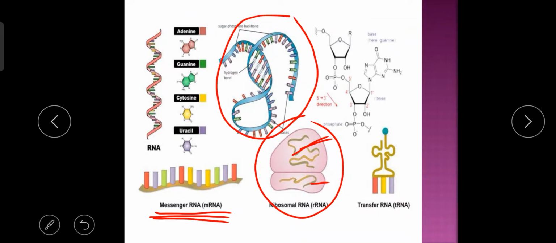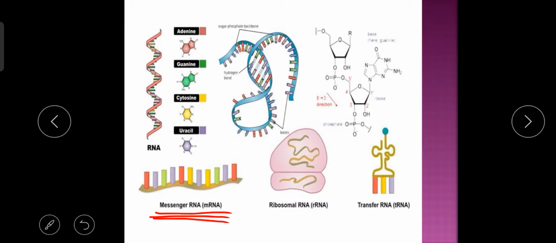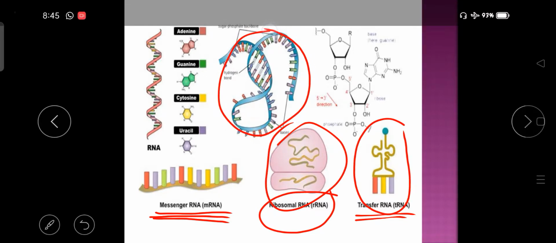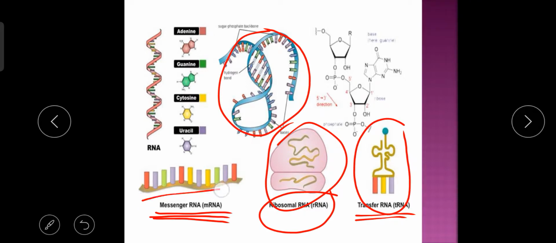Okay, and the last one, this one is the transfer RNA. So this is transfer RNA, this is ribosomal RNA, this is the ribosome, and inside it these are the ribosomal RNA, and this is the messenger RNA, and all these three RNAs help in the protein production in ribosome. Ribosome is a cell organelle which is found in the cytoplasm of a cell.